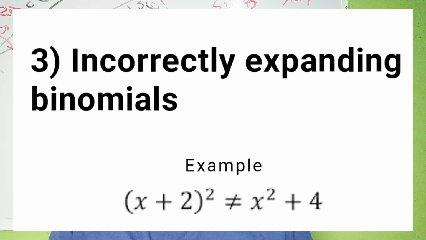So the third mistake, incorrectly expanding binomials. There's an example there. We have (x plus 2) in brackets raised to the power of 2. Some students will make a mistake of not expanding it properly. They just distribute the square onto the x and 2 to get x squared and 4 respectively. That is very, very wrong. (x plus 2) all squared means (x plus 2) times another (x plus 2). Please, let's note that.